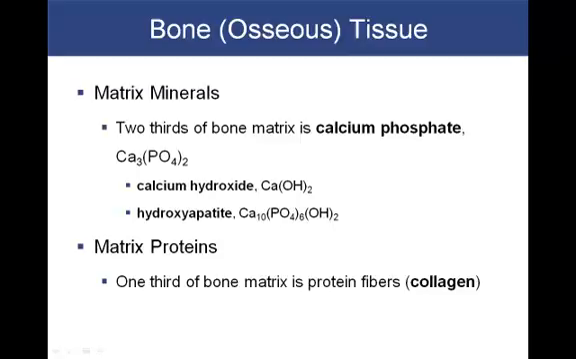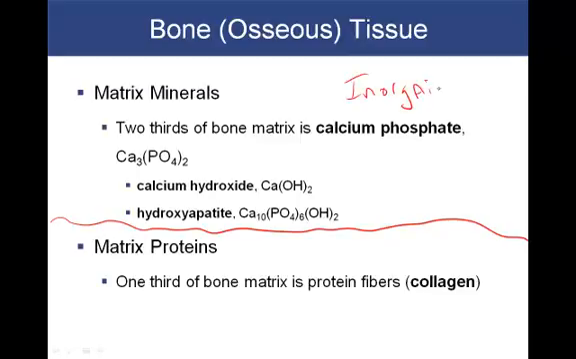If we look at the matrix itself, the non-living component of bone, we can divide it in two. Here's my relatively straight line. At the top we have the inorganic. Inorganic refers to the lack of carbon. So these are compounds or ions that lack carbon.